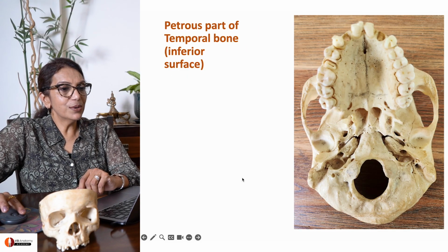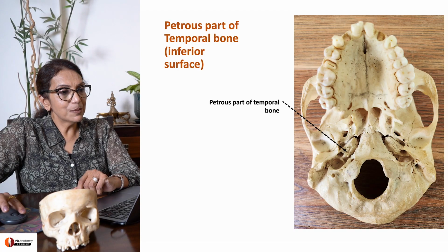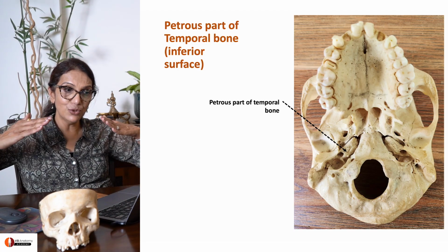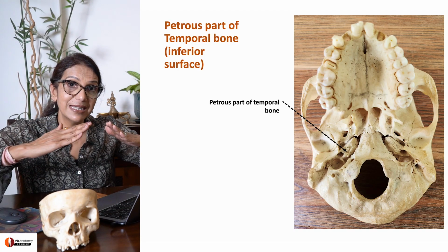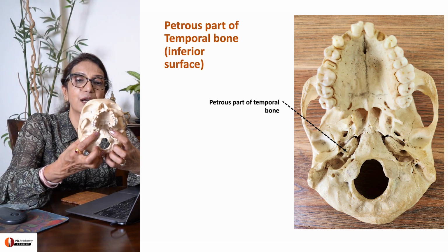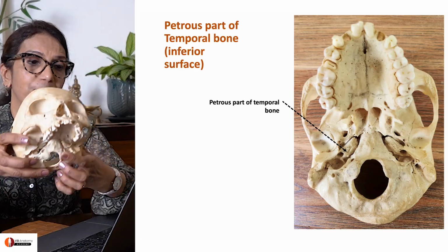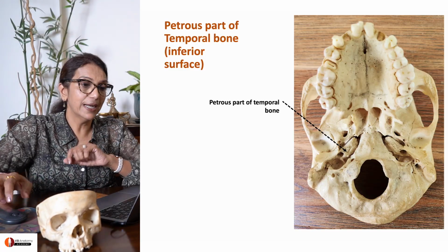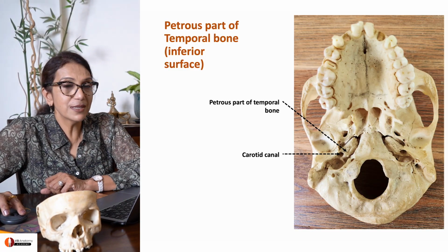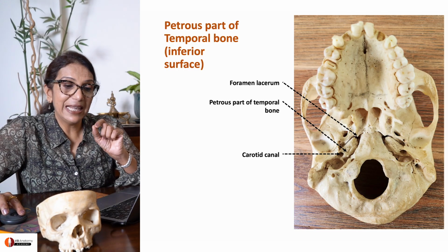We now move on to a discussion on the petrous part of temporal bone. Here is the petrous part of temporal bone. These two bones which are projecting inwards, those are the petrous temporal bones. These two, where my fingers are now. Focus on that. You will see that they show presence of a carotid canal at the apex of foramen lacerum. Let's discuss this.